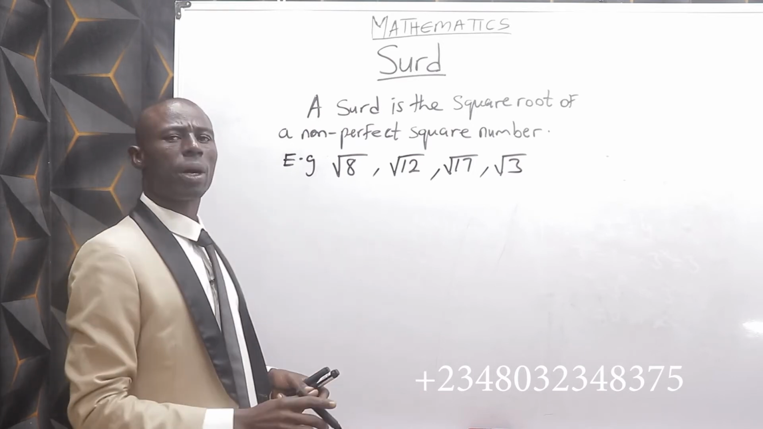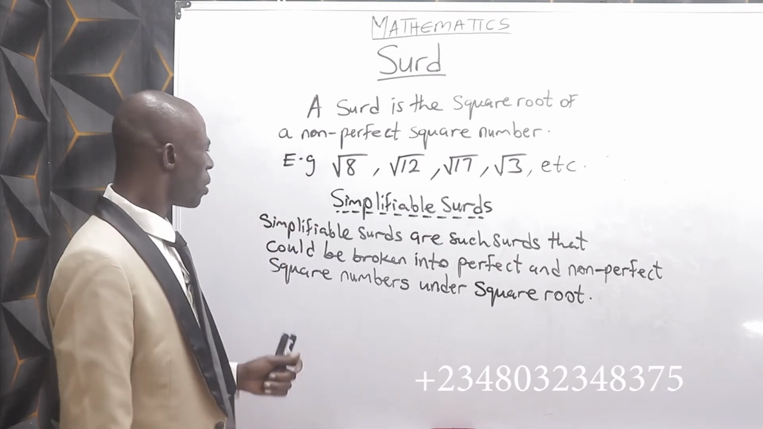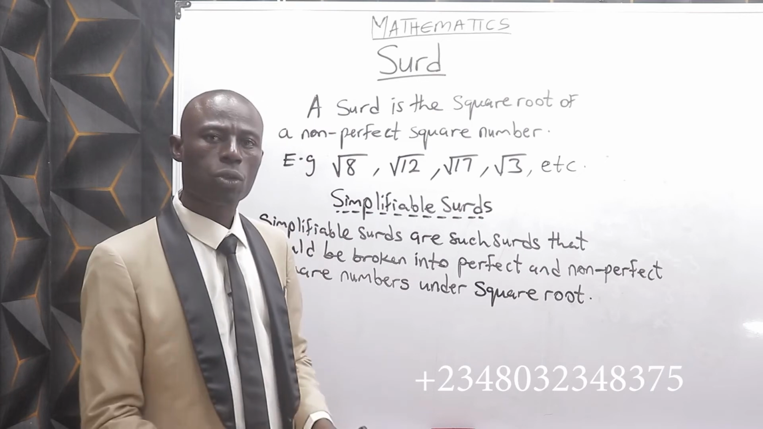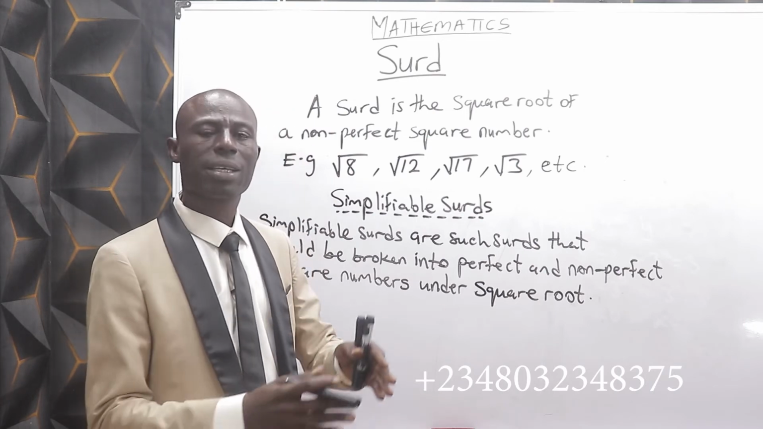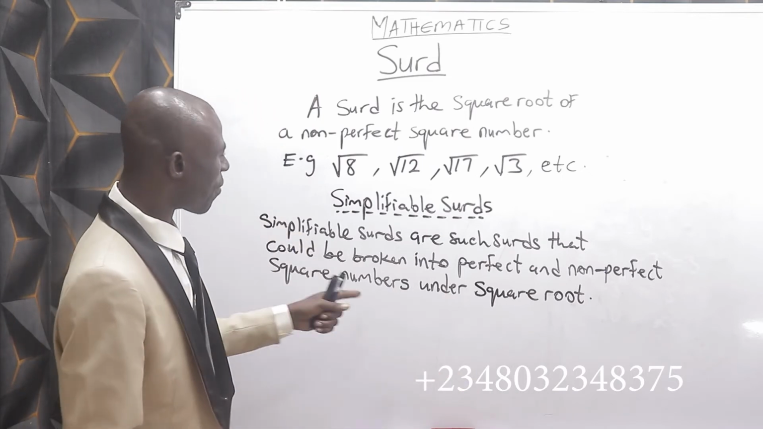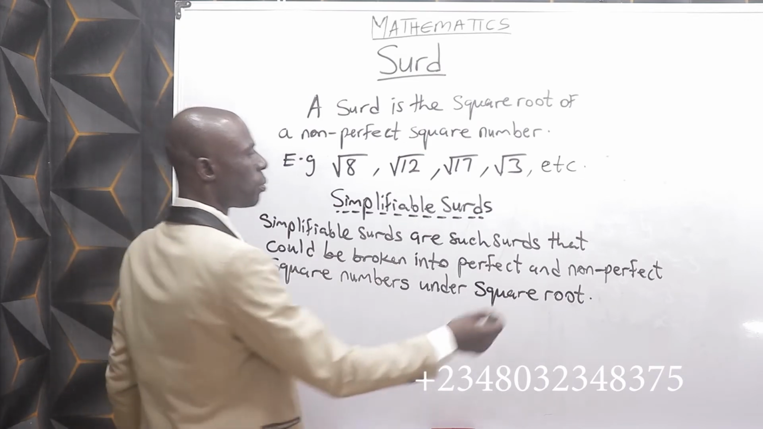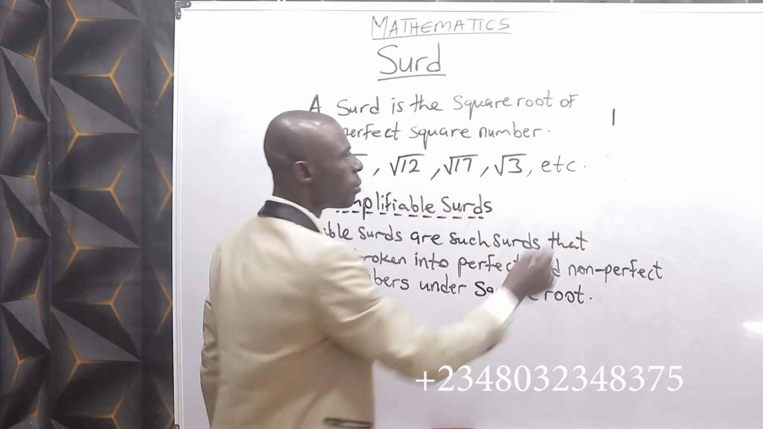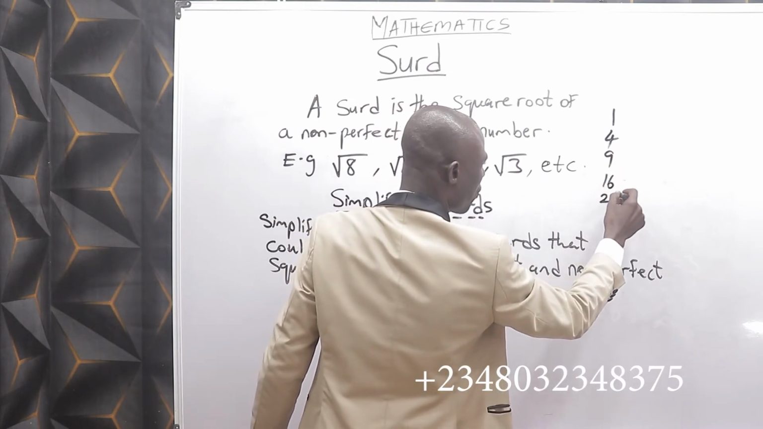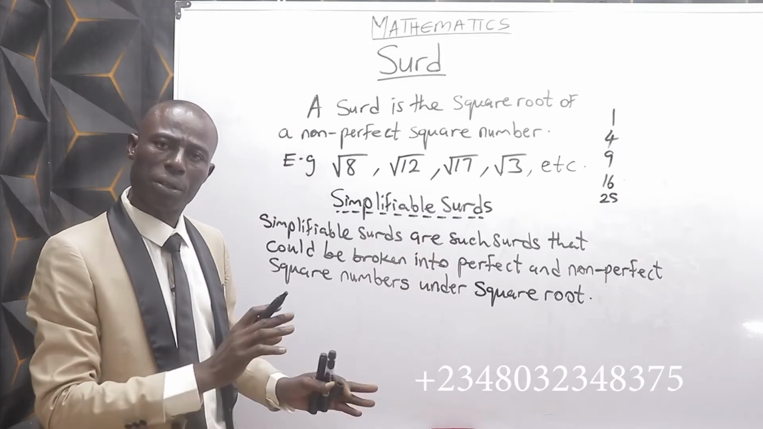Now, let's talk about simplifiable surd. Simplifiable surds are such surds that could be further broken into perfect and non-perfect square numbers under square root. What do we mean by perfect square number and non-perfect square number? You know, numbers like 1, 4, 9, 16, 25, and so forth. They are perfect squares. A number that has a straightforward square root without decimal.